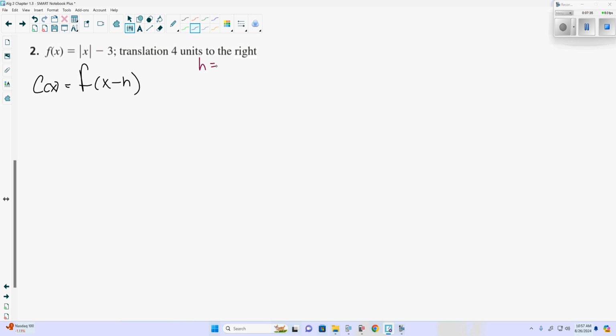Now our h value, how far are we moving to the left or right? 4. And we're going to the right. Since we're going right, 4 right is positive, because since we're not putting it in the function yet, left and right still behaves as we're used to. Right is positive, left is negative. Does that make sense? Because once it's inside the parentheses, it looks the opposite.